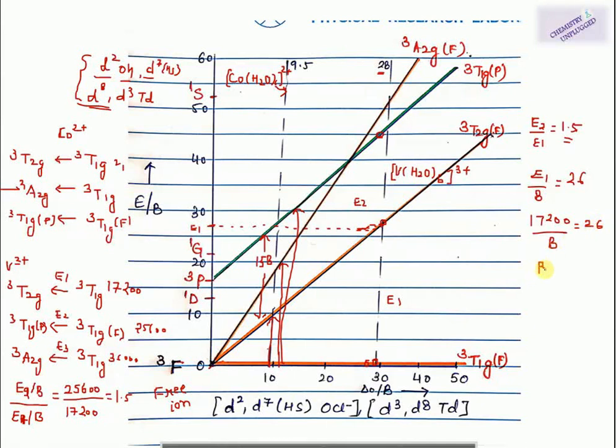It comes nearly 660 centimeter inverse. So now we can calculate the value of del naught. Del naught upon B is equal to 28 at this point. So del naught will become equal to 28 into 660. It is nearly equal to 18,500 centimeter inverse. So in this way, we can calculate the value of the Racah parameter and del naught using these diagrams.